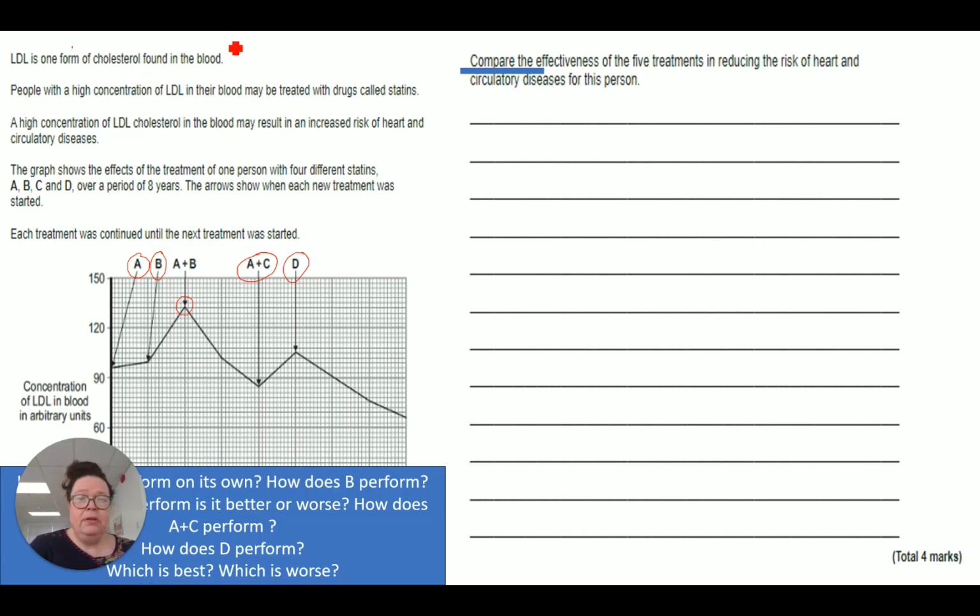Let me get it on my, right, here we go. D seems to be the best treatment. It's not asking us to say why. It's not asking us to provide any numbers. It's just asking us to compare the effectiveness. So we're looking for ones where it went down. So actually A and B was quite effective, wasn't it? When they had A and B.